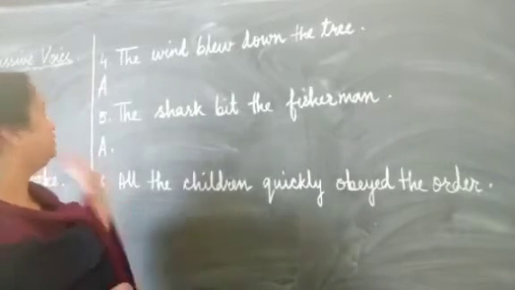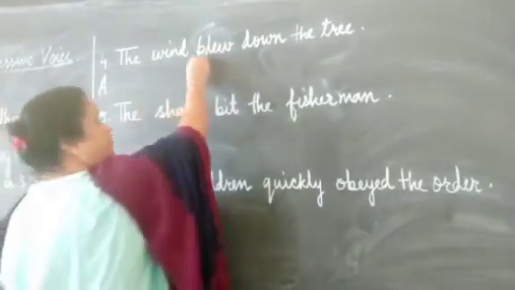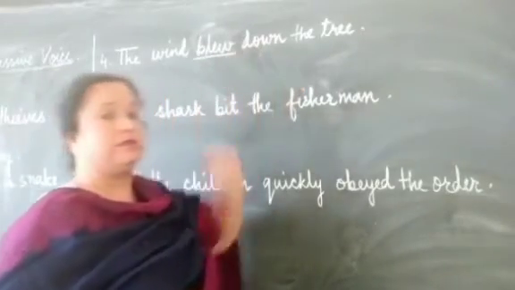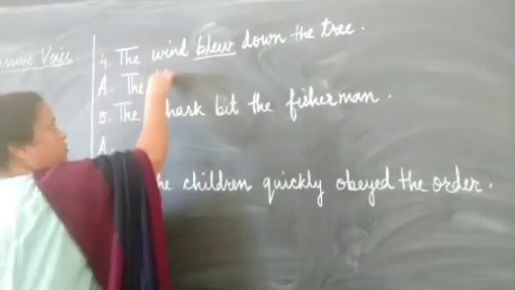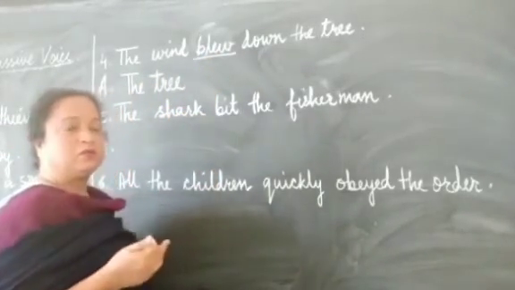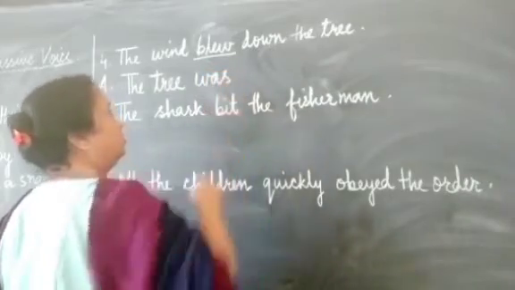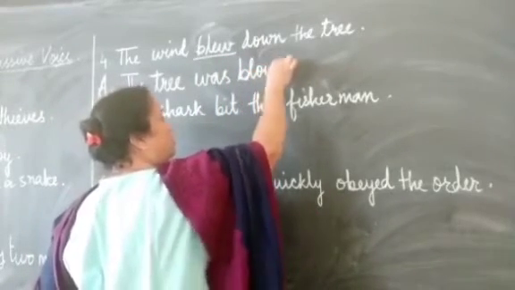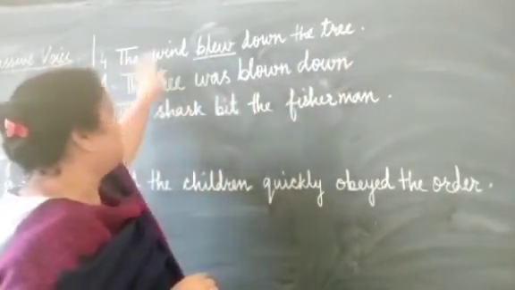Now children, let us look at the fourth example. The wind blew down the tree. Now we have the verb in the past tense form, and we have the wind as the subject, and the tree as the object. Now let us change places. We'll begin with the new subject, that is the tree. Since we have the verb in the past tense form, we can use was and were based on the requirement of the subject. So the tree was. Now we need to write the verb in the V3 form. So blew will change to blown. By what was it blown down? It was blown down by the wind.